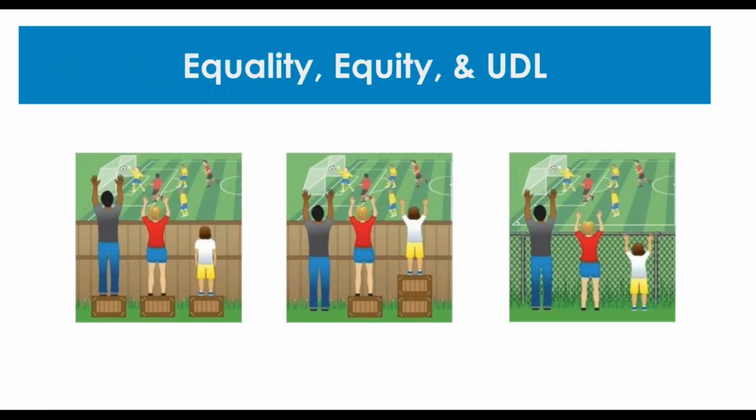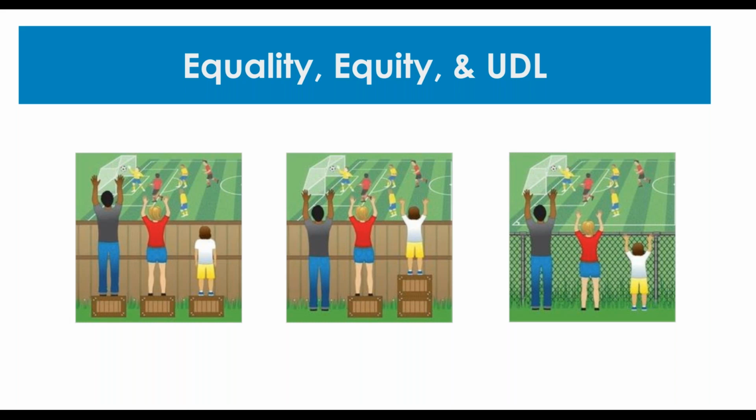So let's pivot just ever so slightly and look at equality, equity, and UDL. And here are some pictures that I want to show you. These are three individuals all watching a soccer match. And that first box there, that's equality. Everybody gets the same thing, everybody gets the same size box, and everybody cannot see the game.